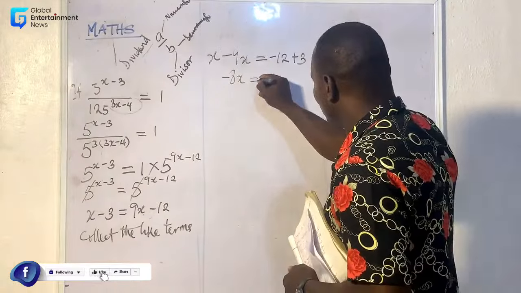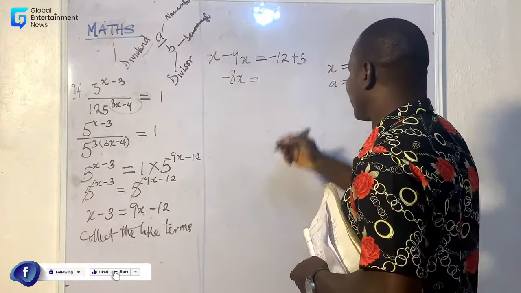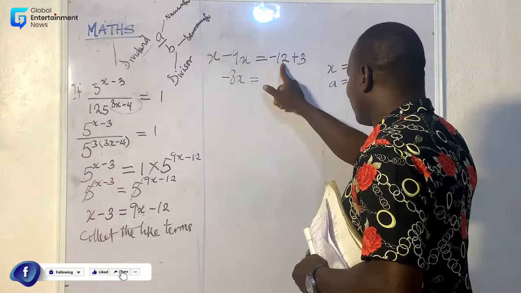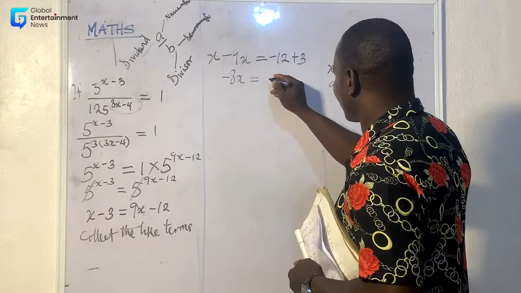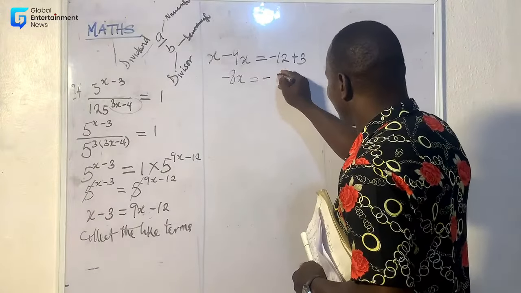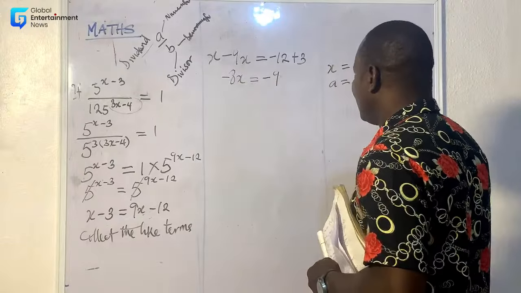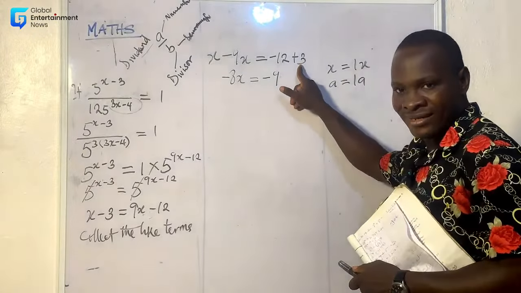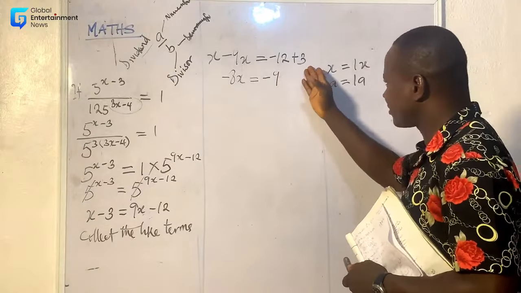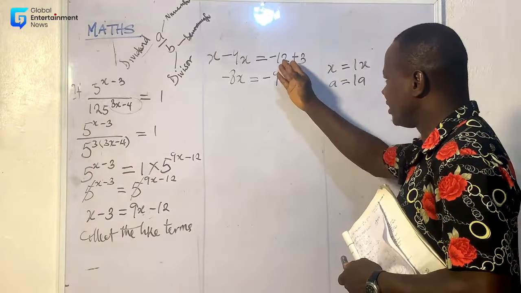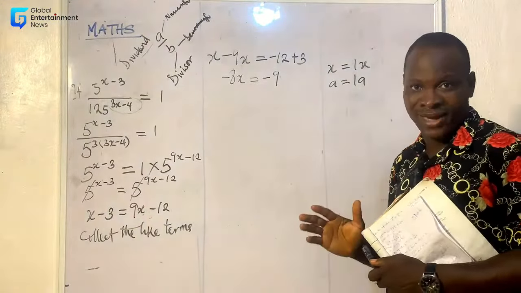Is equal to minus 12 plus 3. Minus 12 plus 3 is going to give us what? Minus 12 plus 3 will give us minus 9. You have 3 naira and you are owing how much? 12 naira. So pay 3 naira from the 12 naira you are owing. You still have 9 naira left.